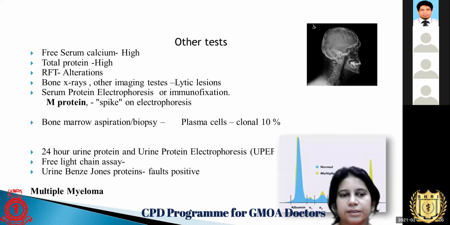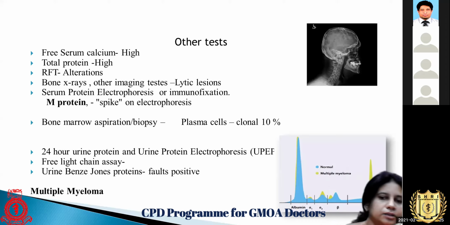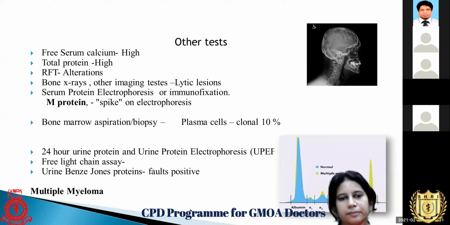Serum, you had to do free serum calcium, which would be high in multiple myeloma, serum proteins high, renal function alterations, bone X-ray to see a lot of lytic lesions in the skull X-rays, and most important thing, serum protein electrophoresis. You can see this is the normal pattern, and you can see a peak here. That is the M band.